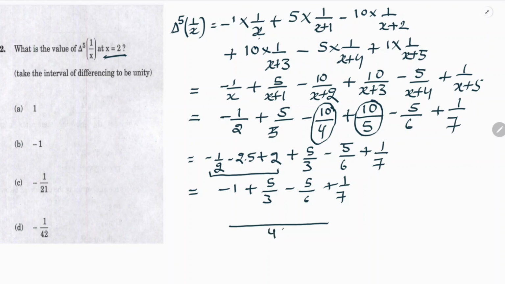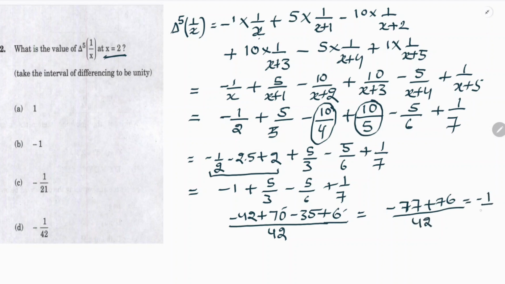it will be 42. So we will get minus 42 plus 70 minus 35 plus 6. In total we will get minus 77 and plus 76 upon 42. So this will give us minus 1 upon 42. Option D will be correct.